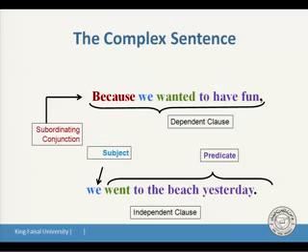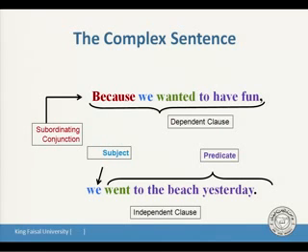So again, what is a complex sentence? As you can see in this diagram here, illustration, complex sentence, we have two clauses. Because we wanted to have fun, what's this? Dependent clause. Why is it dependent? Why is it a child? Because we have the word because. Can you see the word because? It's a subordinating conjunction.